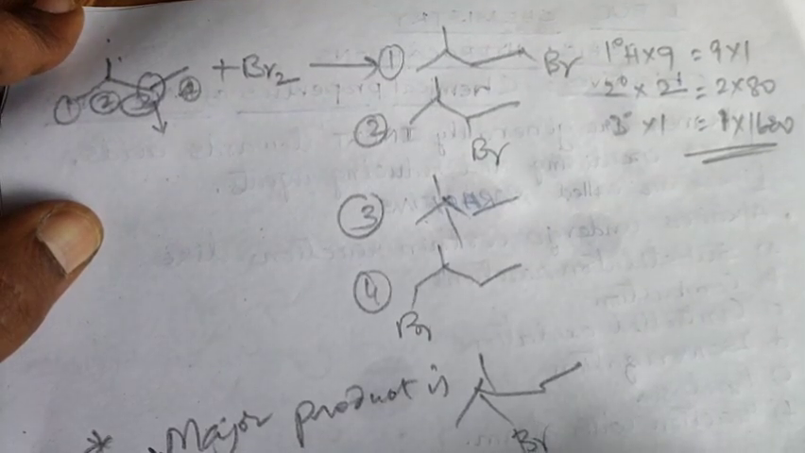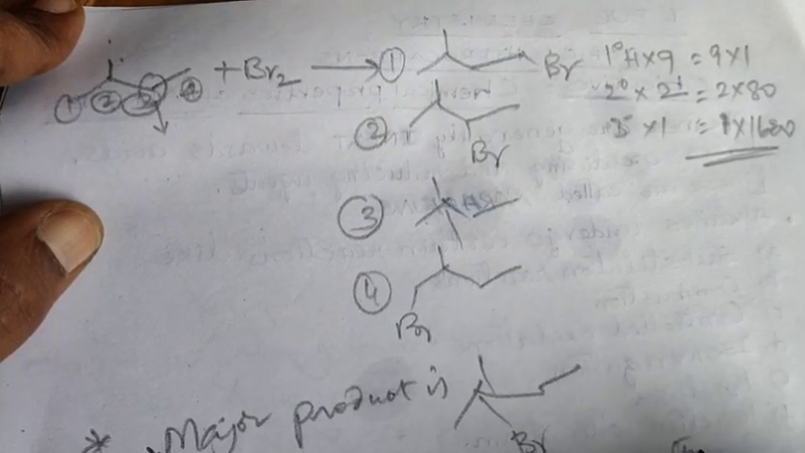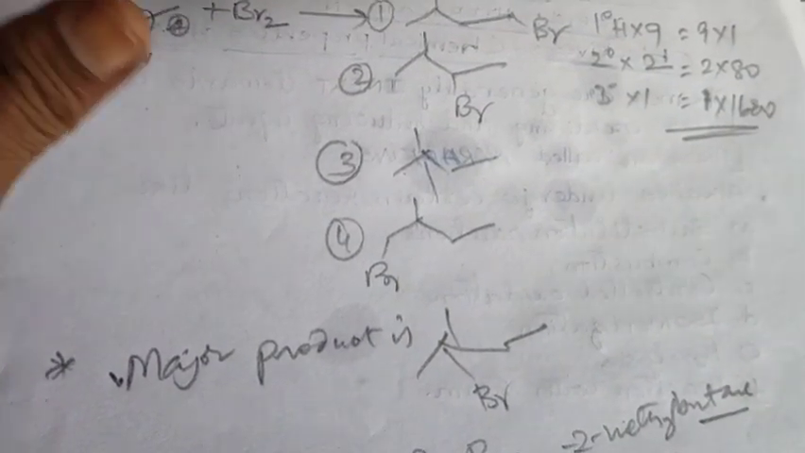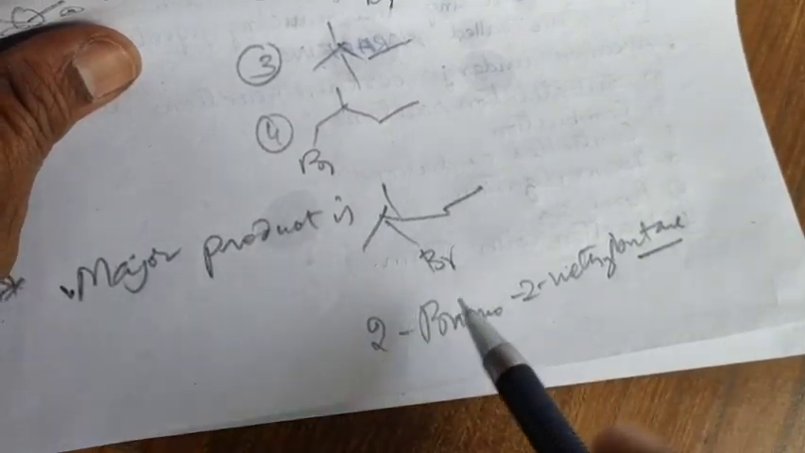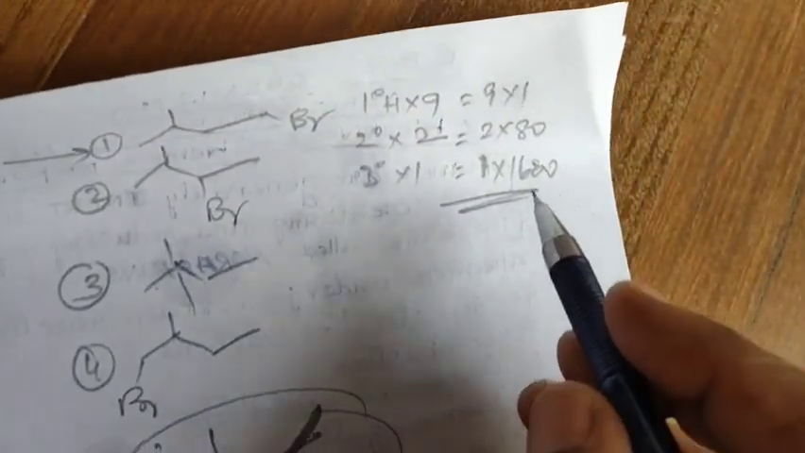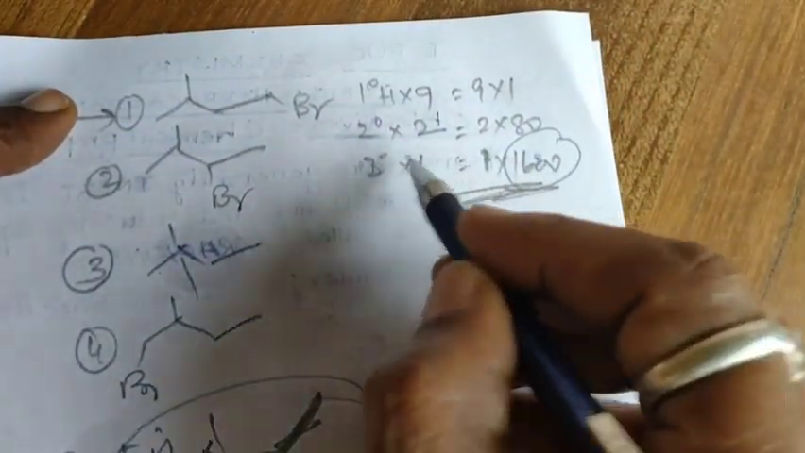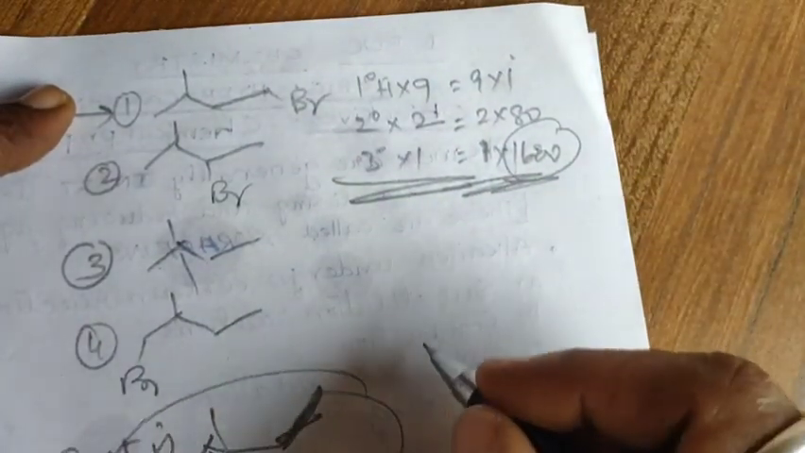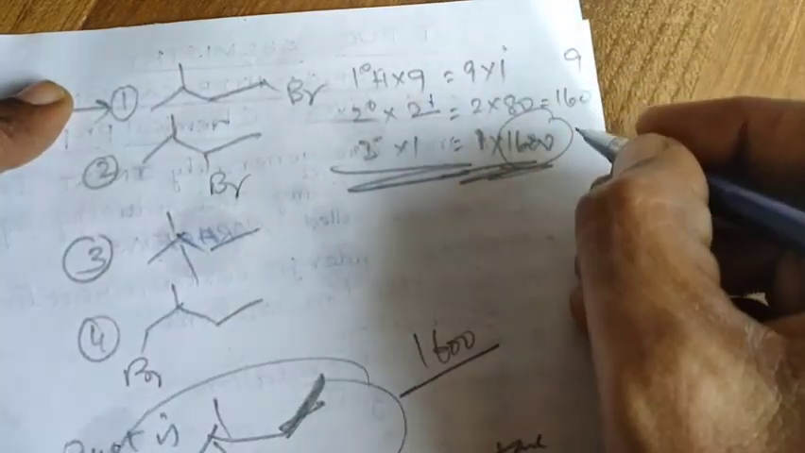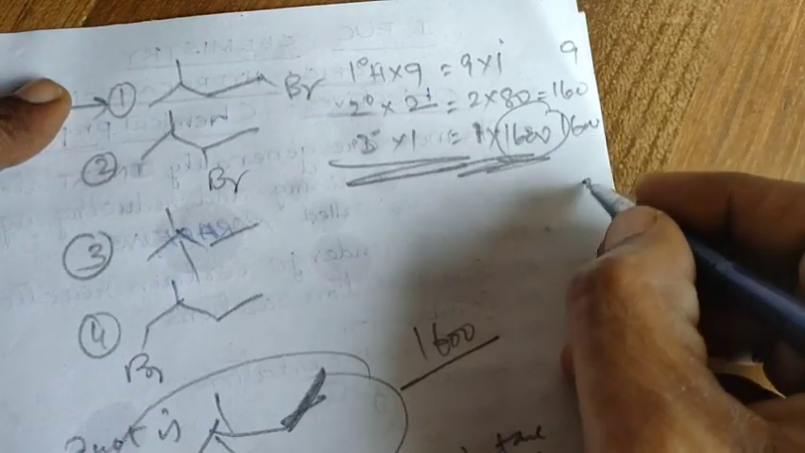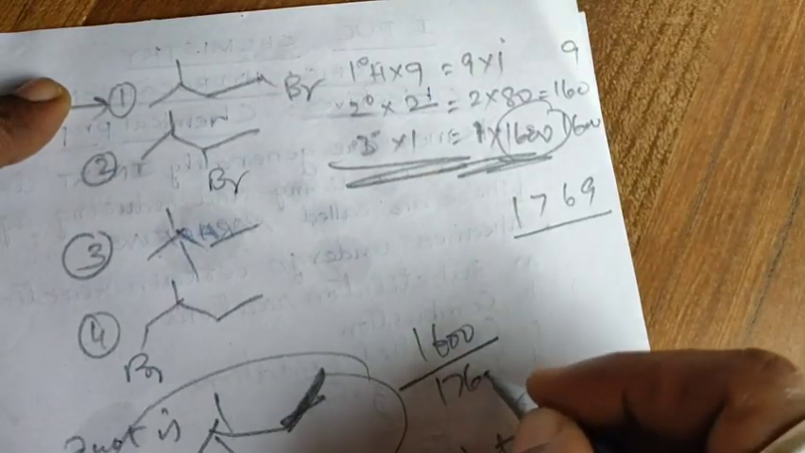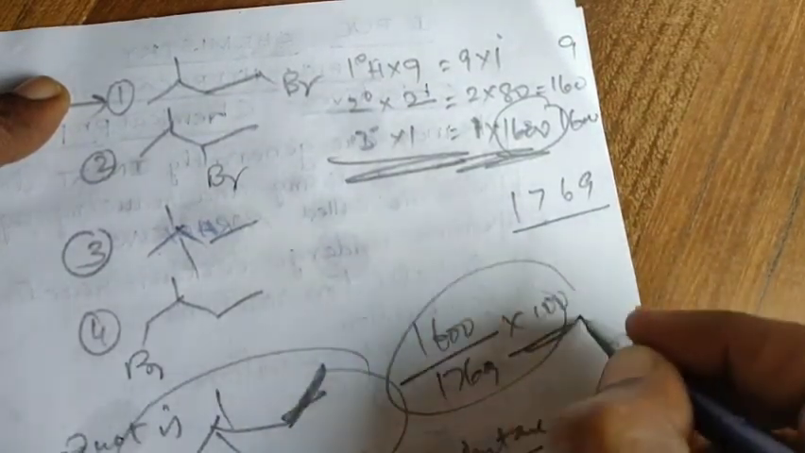2-bromo-2-methylbutane. This will be continued in second year also, no problem at all. 2-bromo-2-methylbutane is the major product. Why? Because the tertiary hydrogen is 1600 times more reactive when compared to the other two. So the yield is 1600 by 9, 160, 1600, 1769 into 100 is the yield, very much high.